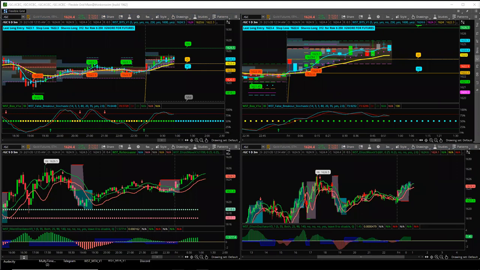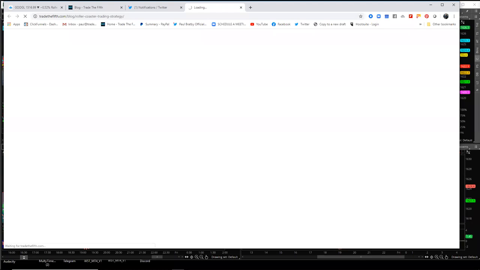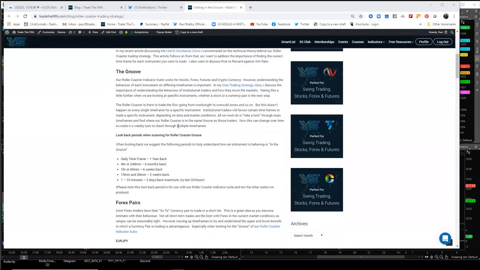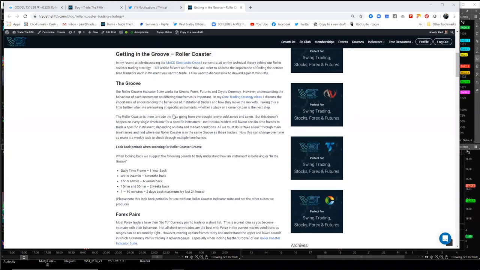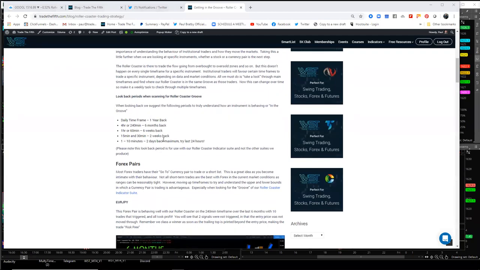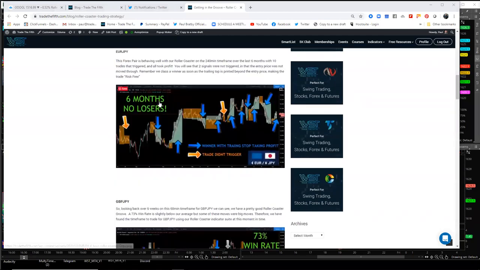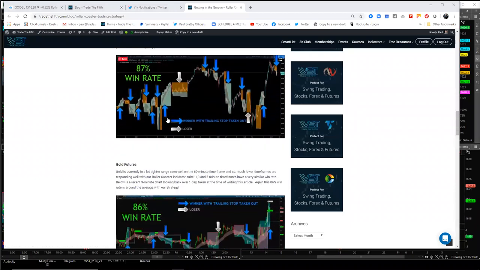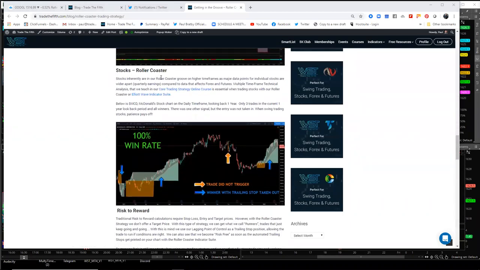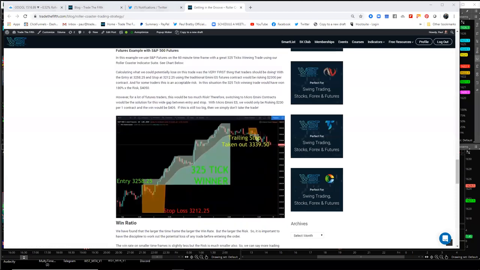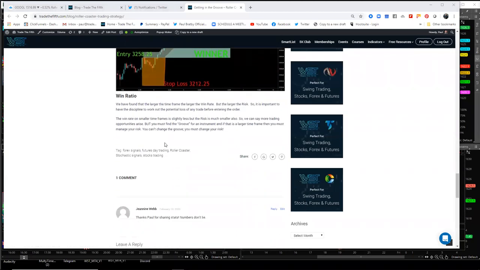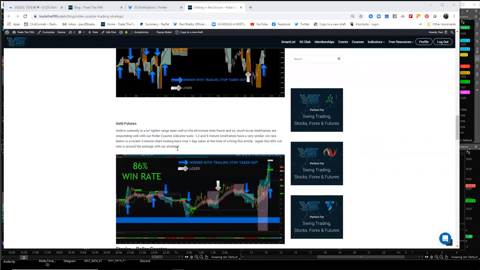The main thing is, look at this In the Groove article. It's in the chat there, the link. It opens up. It covers the time frames you want to look at when you're looking for the groove, how long you look back on that time frame, examples of forex pairs, futures, gold, stocks, and talks about risk to reward. Please read this article. This will help you out a lot, okay?